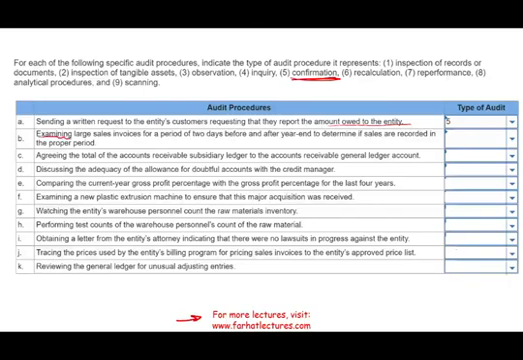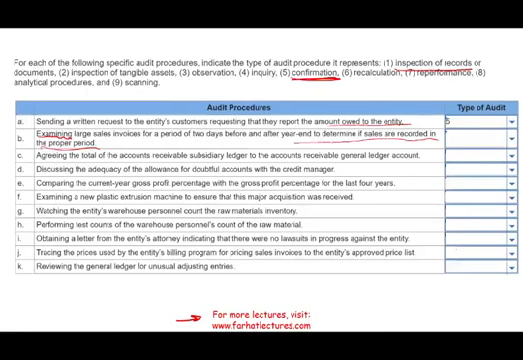B, examining large sales invoices for a period of 2 days before and after year end to determine if sales are recorded in the prior period. Here you are looking at something. What do you think when you examine something? You're basically examining. That's what we're saying. You're looking at them. I would say this is a form of inspection of record or document. That's what you are doing. You are inspecting the record and the document.